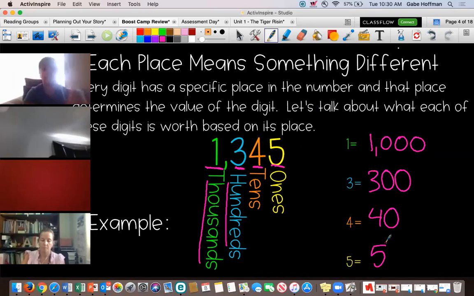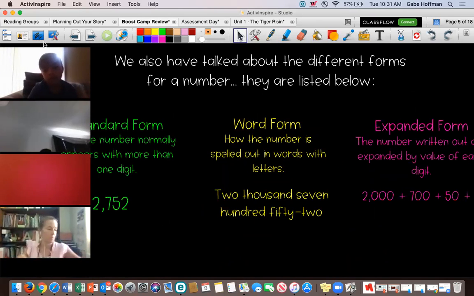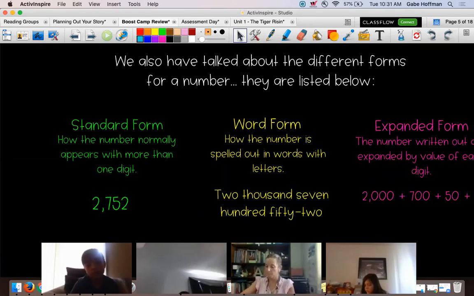We are going to move forward a little bit. So we're going to talk about the different forms of the number now. We've talked about our vocabulary. We've reviewed that a little bit. And now we're going to review the forms. So we have standard form, word form, and expanded form. So who can read to me what standard form is?